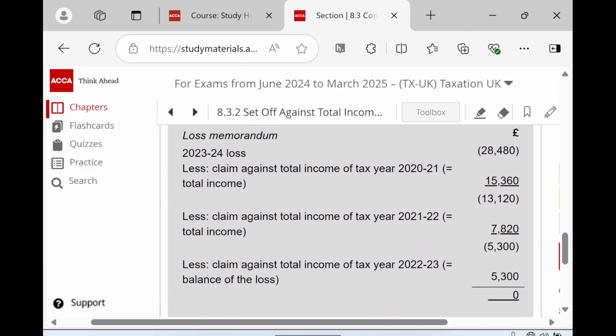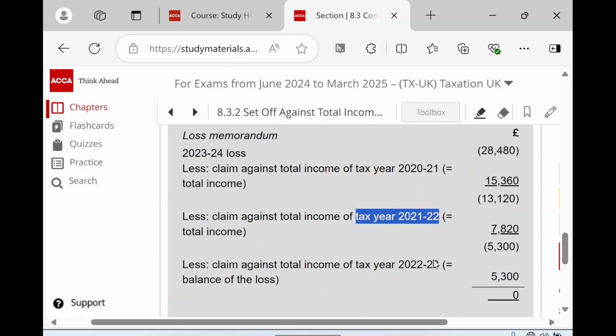The loss memorandum. Just very quickly, what do we mean by loss memorandum? Well, what we mean is, and this would be required in an answer, show how the loss is used across the relevant years, whether or not it's opening years, as is the case in this question, or indeed any other claim, okay? So you start with the loss at the top, and you just show how it's used. So we went back as far as we could first, and relieved all of the income that year. Then we went forward a year, relieved all of the income, and then we used the balance for 22-23.